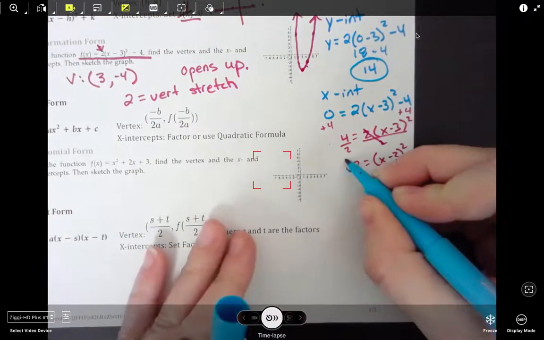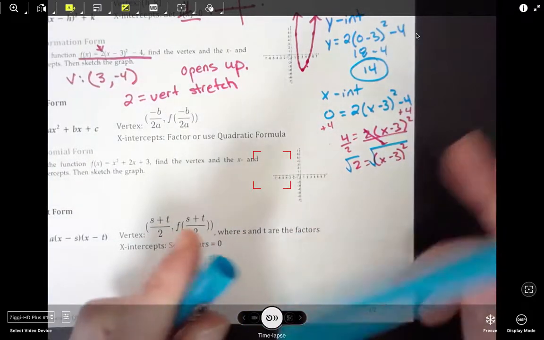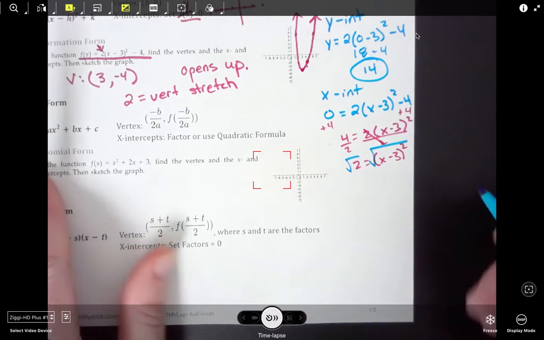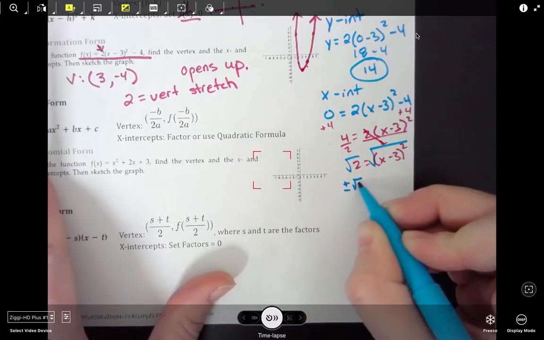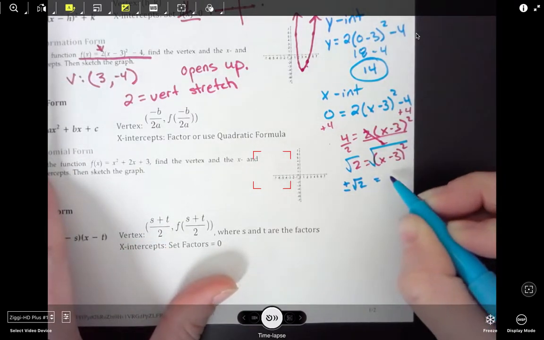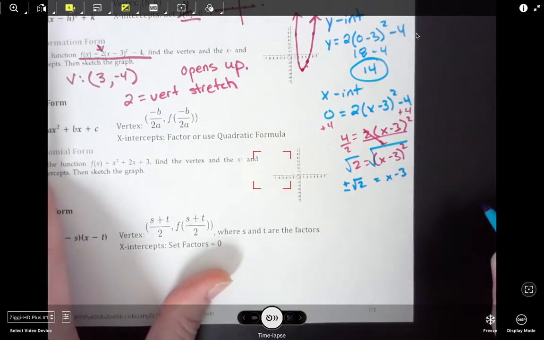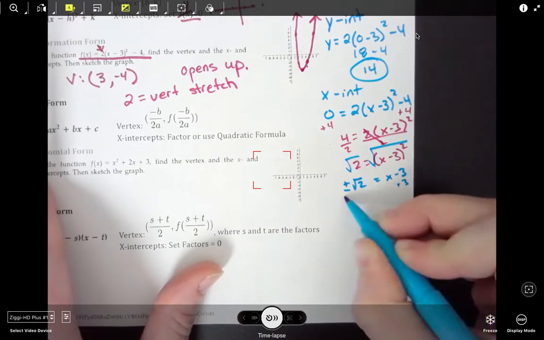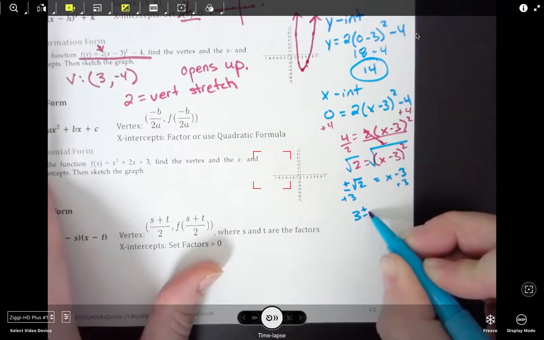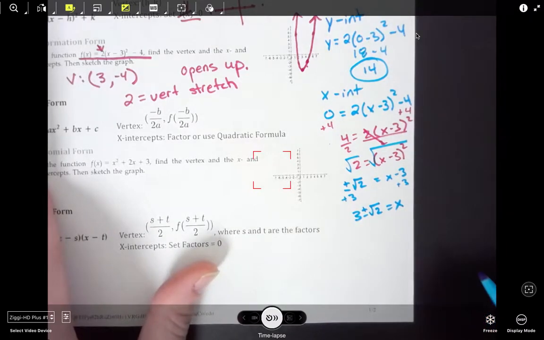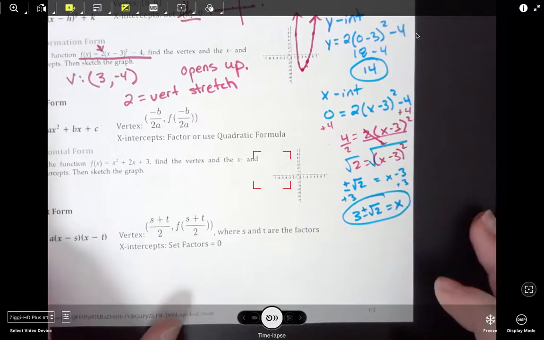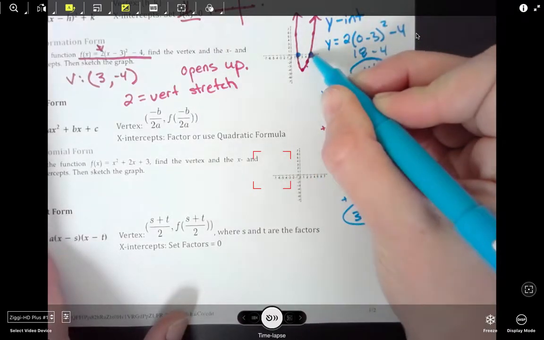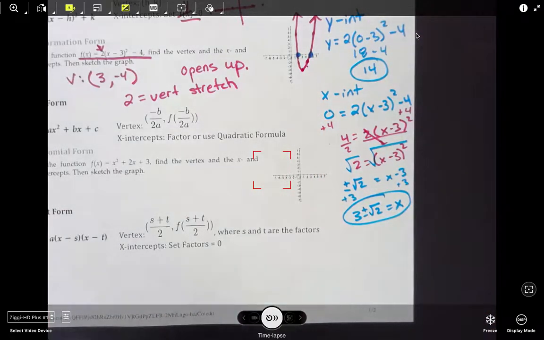Square root of 2 doesn't come out nicely, right? But how do we write the square root of 2? Plus or minus. Make sure you put plus or minus the square root of 2 equals x minus 3. And then add the 3 over to the other side. So I do 3 plus and minus the square root of 2 equals x. Those are my x-intercepts. There are 2 of them, which is like at this decimal place and at this decimal place right here. Okay, good? We'll stop.